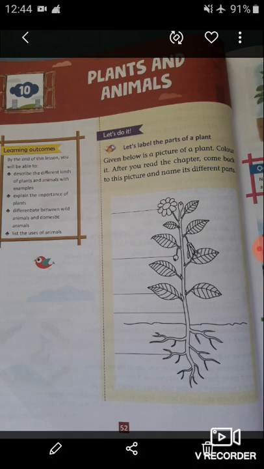In your previous classes, you also studied about the parts of plants. A plant has many different parts. They are the root, the stem, the leaf, and the flower. So, students, here a picture of a plant is given. First of all, color it, and after you read the chapter, come back to this page and name its different parts.